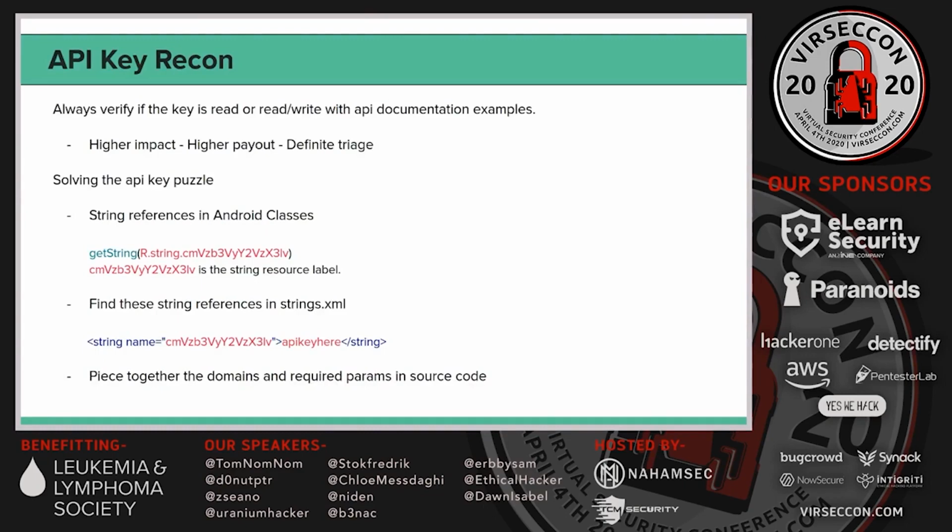So during API key recon, always verify the key has impact. If you report just the key, it's most likely going to be marked informational, or the triager is going to ask you to show how you can exploit the services based on the key that's exposed. I always like to think of API recon as a puzzle, and I showed you how you can kind of piece the puzzle together with string resources and how to find the params in the source code.